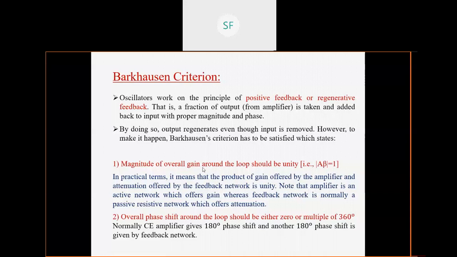For now, just remember that Barkhausen criteria is important. Only by satisfying Barkhausen criteria will your circuit give you sustained oscillations at the output. And what is Barkhausen criteria? There are two conditions: the first is the magnitude condition, the second is the phase condition. Your circuit needs to satisfy both conditions in order to produce the output oscillations, a sinusoidal waveform. We will go into more detail regarding this topic in the next session.